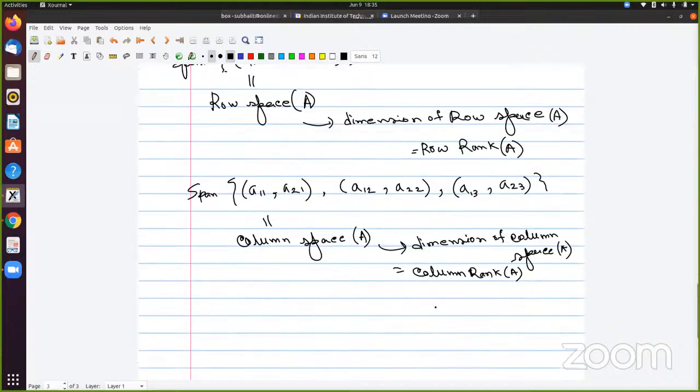Now, we don't have to calculate both of these because there is a theorem which says that row rank and column rank are exactly the same. And that's why we can define the rank of A as either one of these. Is it clear?